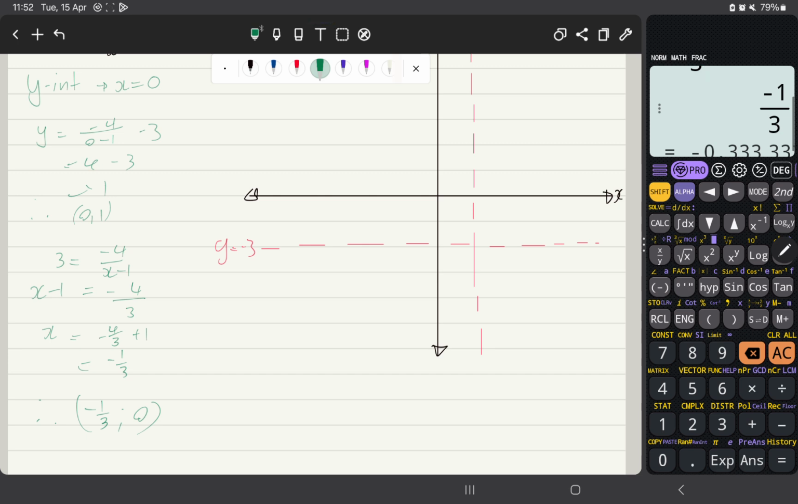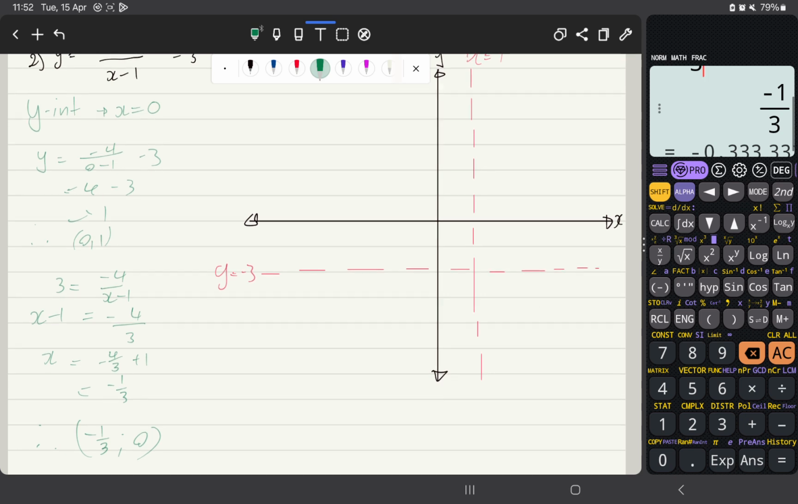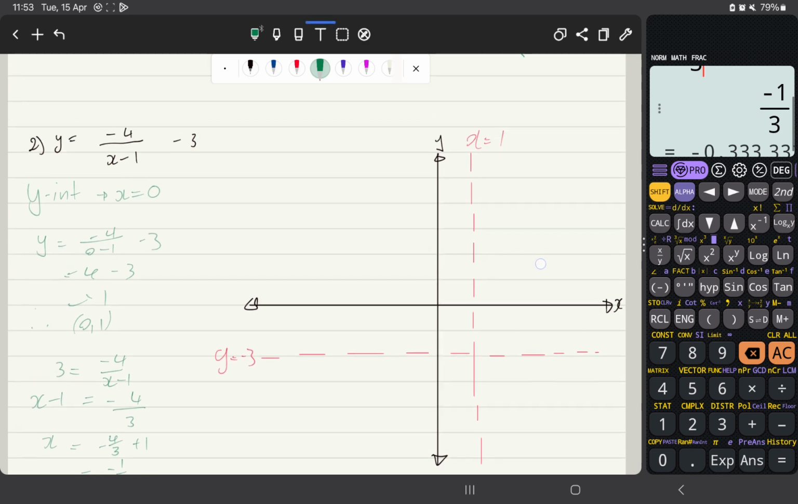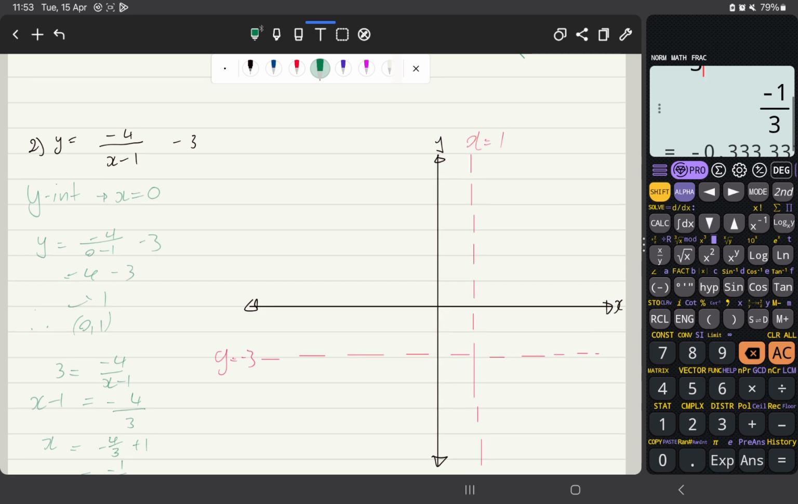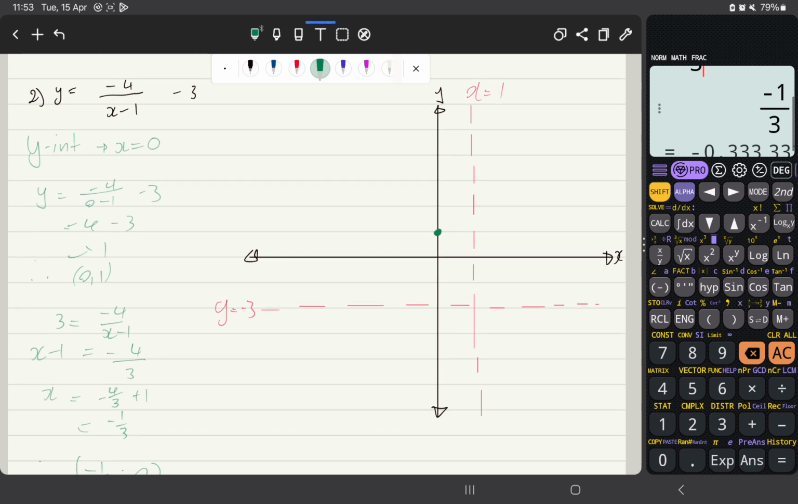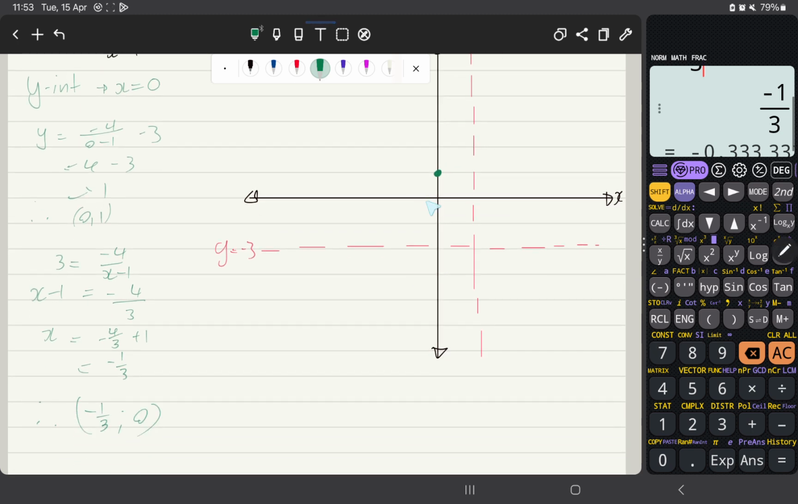Yeah, and now we can plot them. Starting with the y-intercept, it's 0 and 1, which is gonna be here. This is the y-intercept, 0 and 1. And the x-intercept, which is minus 1 over 3 and 0, it's gonna be somewhere here. So now when we plot our thing, you can also maybe have an extra point.